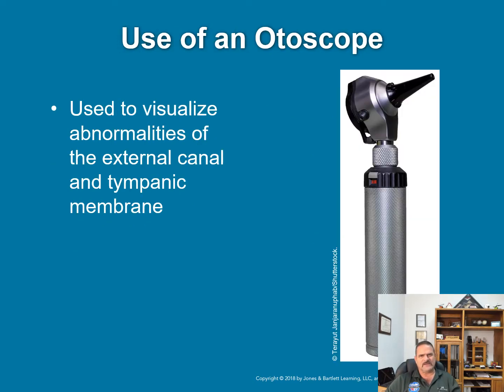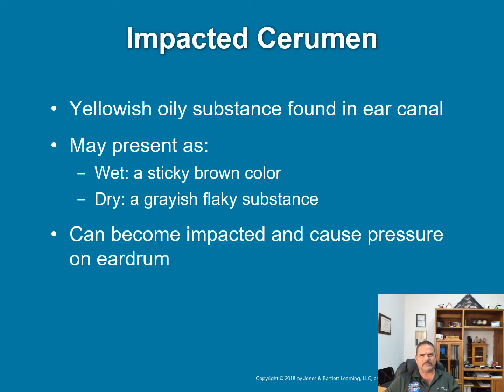All right, so use an otoscope to visualize abnormality of the external canal and tympanic membrane. This is our otoscope. Very easy to use, not a big deal. All right, so impacted cerumen, this is the yellow oily substance found in the ear canal, what most people call earwax. This stuff helps prevent dirt and water from entering the middle ear canal and may protect the ear from bacteria or fungus. It may present as wet, which is a sticky brown color, or dry, which is more like a grayish flaky color itself. It can become impacted and cause pressure against the eardrum.